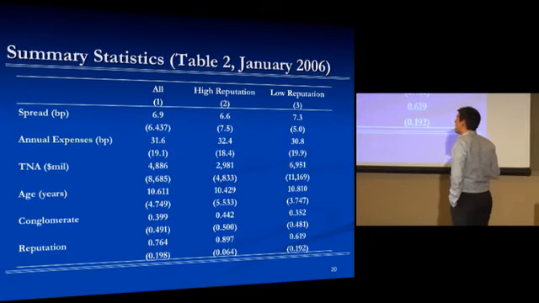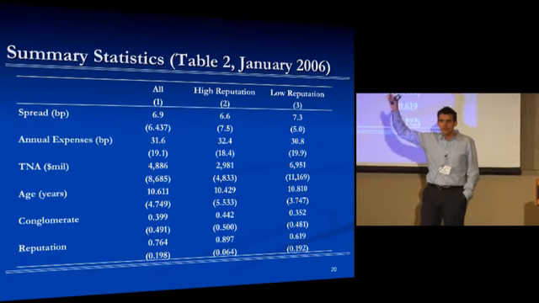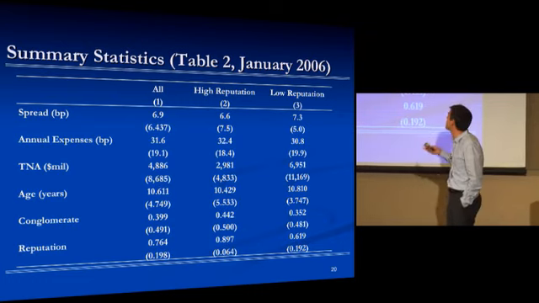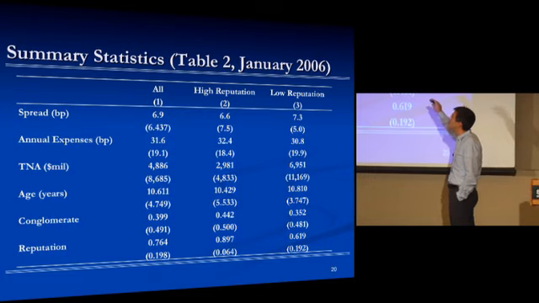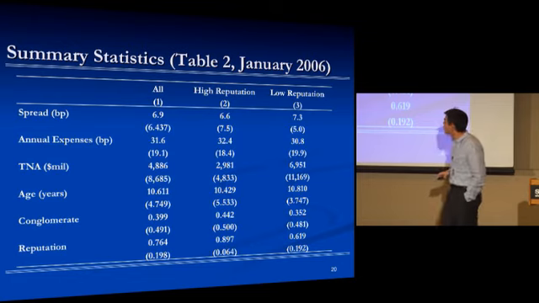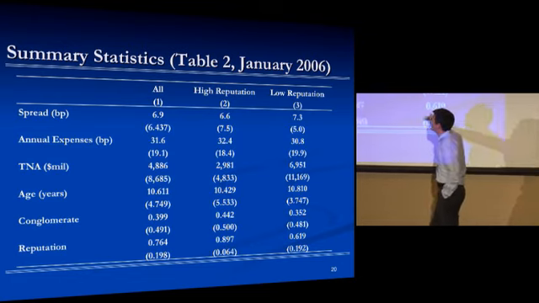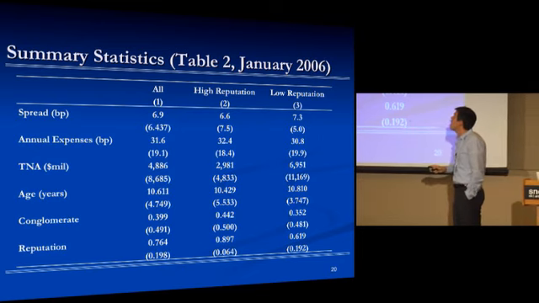Okay, so if you look in terms of observable characteristics prior to the expansion of risk-taking opportunities, so this is at the beginning of our data set, January 2006, you really don't find much difference in terms of observables. Okay, so the spread is roughly the same, annual expenses are the same, age is the same. There's some difference in size, but it's not statistically significant. The main difference is in terms of reputation, and that's clear because we cut this table like this.